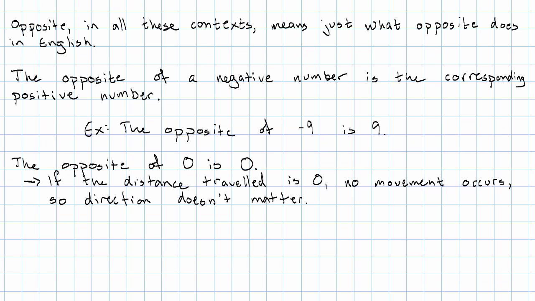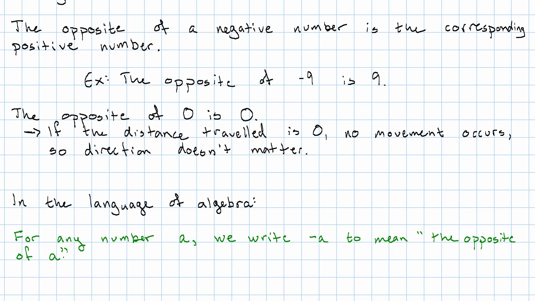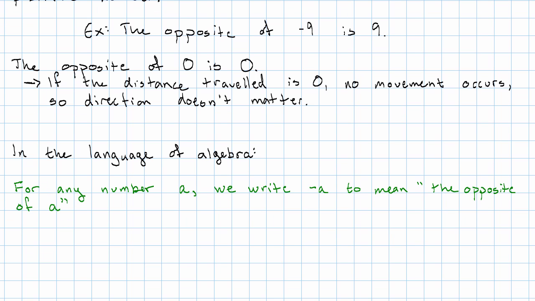We can use the language of algebra to describe how we denote the opposite of a number. In the language of algebra, we can say, for any number a, we write a negative sign followed by a to mean the opposite of a. How do we understand what we just wrote? If a represents the number 6, in other words, if a equals 6, then -a means the opposite of 6, which is just -6.